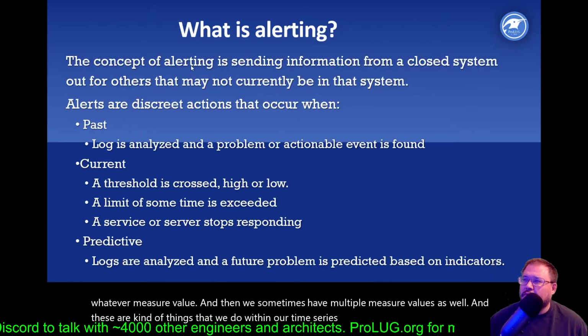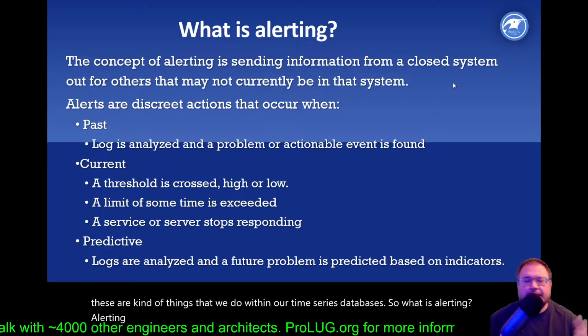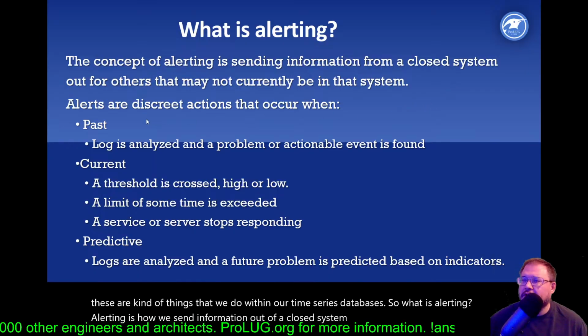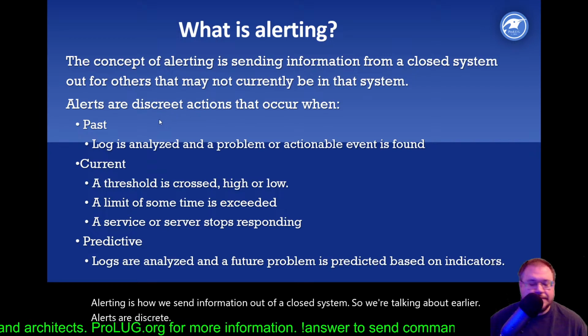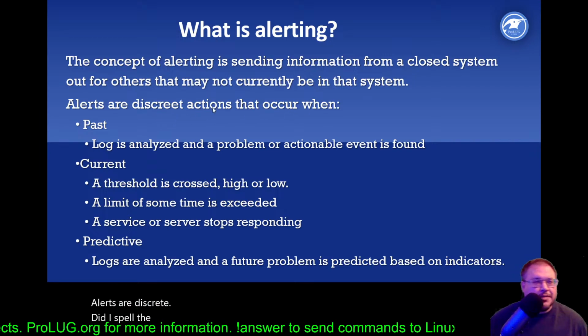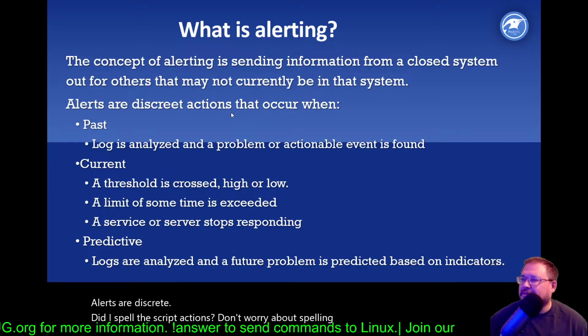So what is alerting? Alerting is how we send information out of a closed system. That's what we were talking about earlier. Alerts are discrete actions. Did I spell discrete right? Don't worry about spelling discrete correctly, I'll get that fixed later.